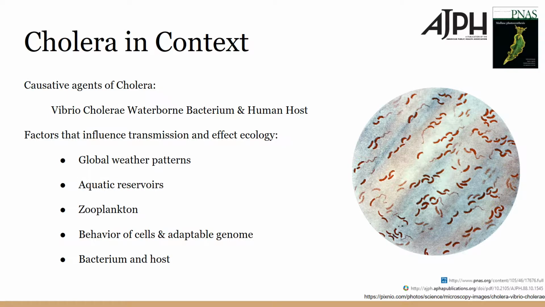Cholera's first mention in history was over a century ago, but until fairly recently, we lacked the ability to really understand its transmission. Cholera is caused by the Vibrio cholerae waterborne bacterium when present in a human host. With cholera affecting at least 2 to 5 million people per year, it's important to discern the different factors that influence its transmission. Some of those include global weather patterns, such as the influence of sea surface temperature, chlorophyll A concentrations in aquatic reservoirs, zooplankton, which act as another form of host, and the constant changing of the bacterium itself and its relation to the host.